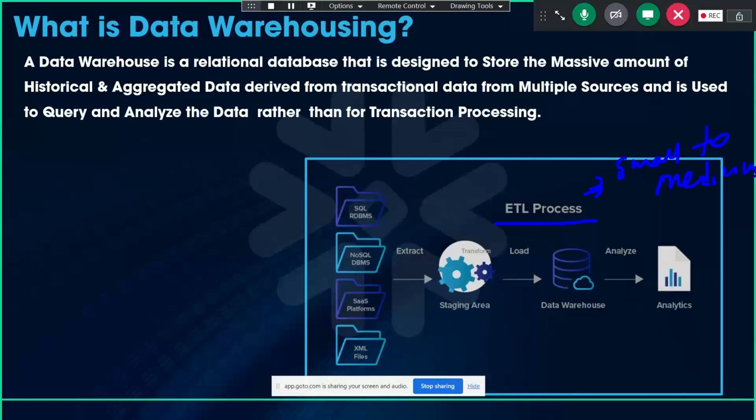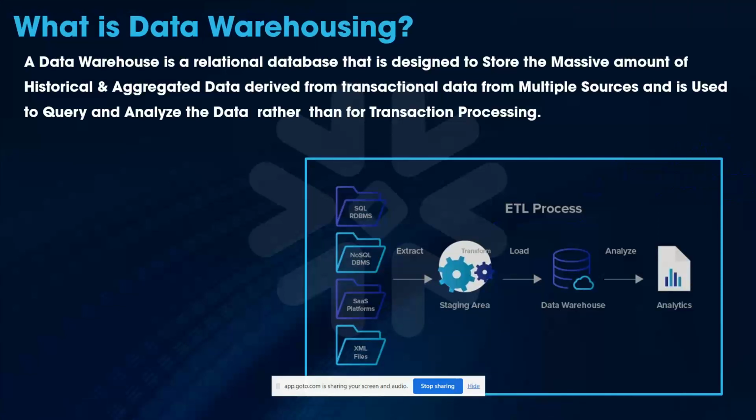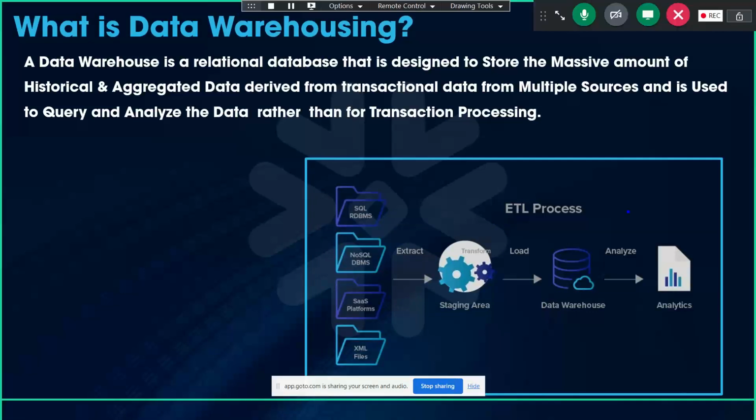But with the emergence of big data, there is a process called ELT. Big data is defined by 5 V's, right? Can someone tell me what those 5 V's are?